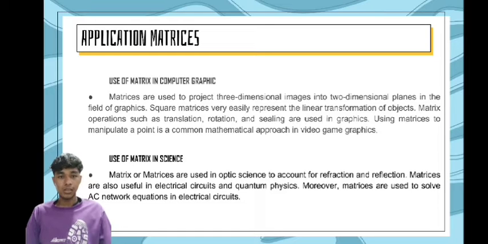Use of matrix in science. Matrices are used in optics science to account for refraction and reflection. Matrices are also useful in electrical circuits and quantum physics. Moreover, matrices are used to solve alternating current network equations in electrical circuits.